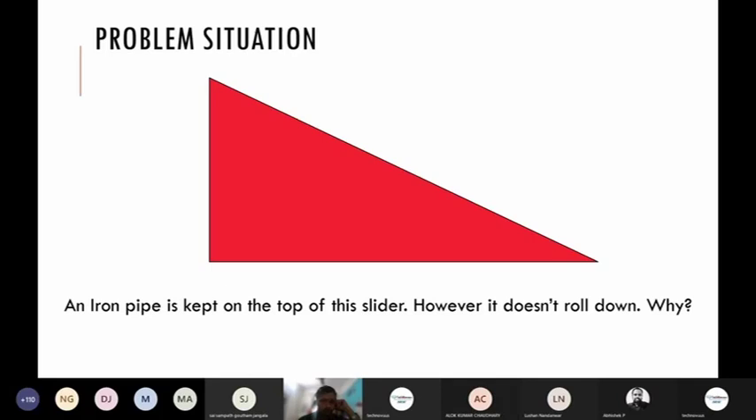Okay, the situation is very simple. An iron pipe is kept on the top of this slider, however it does not roll down. Now tell me why. Mayuri says friction. What else? Rectangular shape. Because of the angle of the wedge shape. Hump. Yeah. Keep typing. Nothing right or wrong here. I will spend only the next 60 seconds. I'm monitoring the time and I will stop there. Please keep typing till that point.